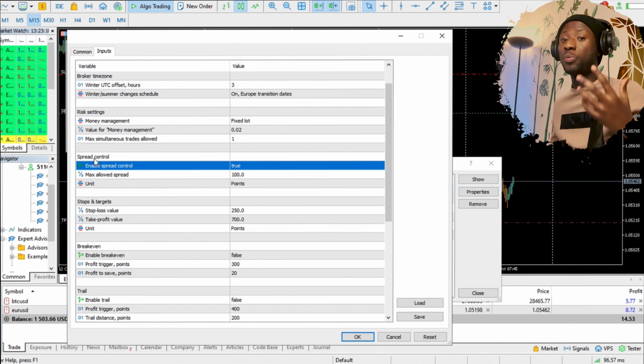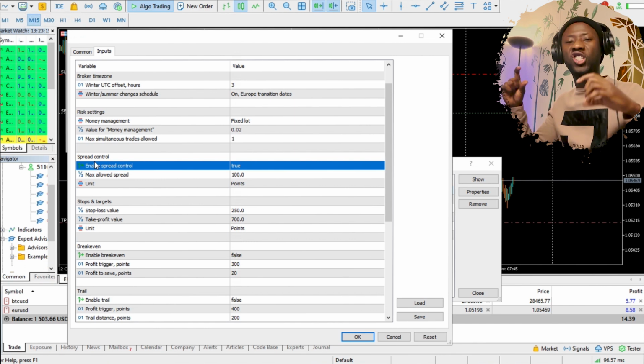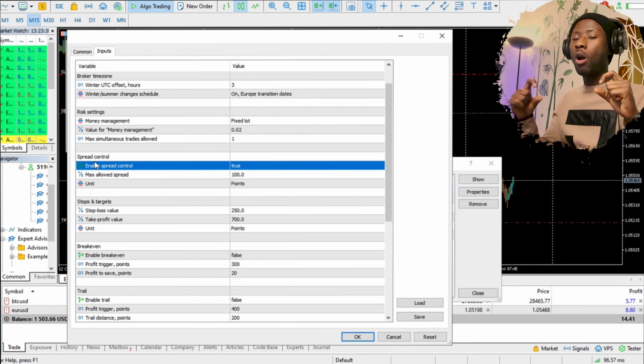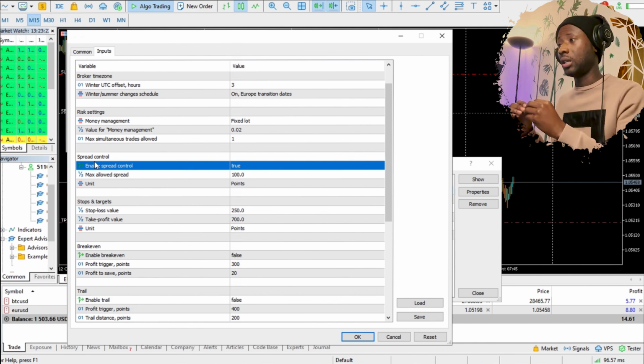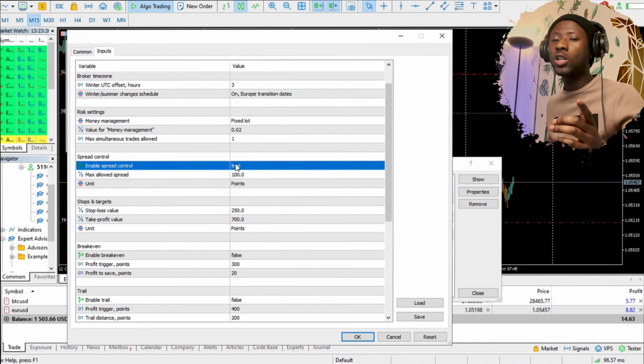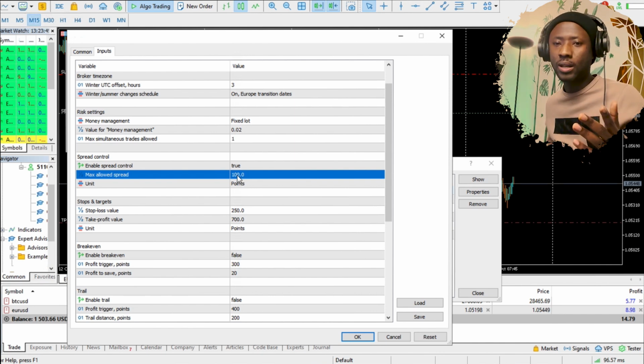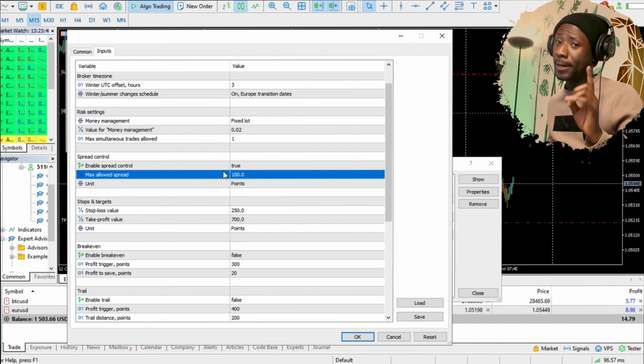Now, here too, you have the spread control. It is very, very important, because the spread changes. So you want your robot to take the trade in conditions where the spread is good, all right? Here you can turn it on or off. Sometimes they may not give you the on and off, but when the on and off is not there, that simply means you just have to put it at 0 and it doesn't consider anything, all right? So spread, very, very important.